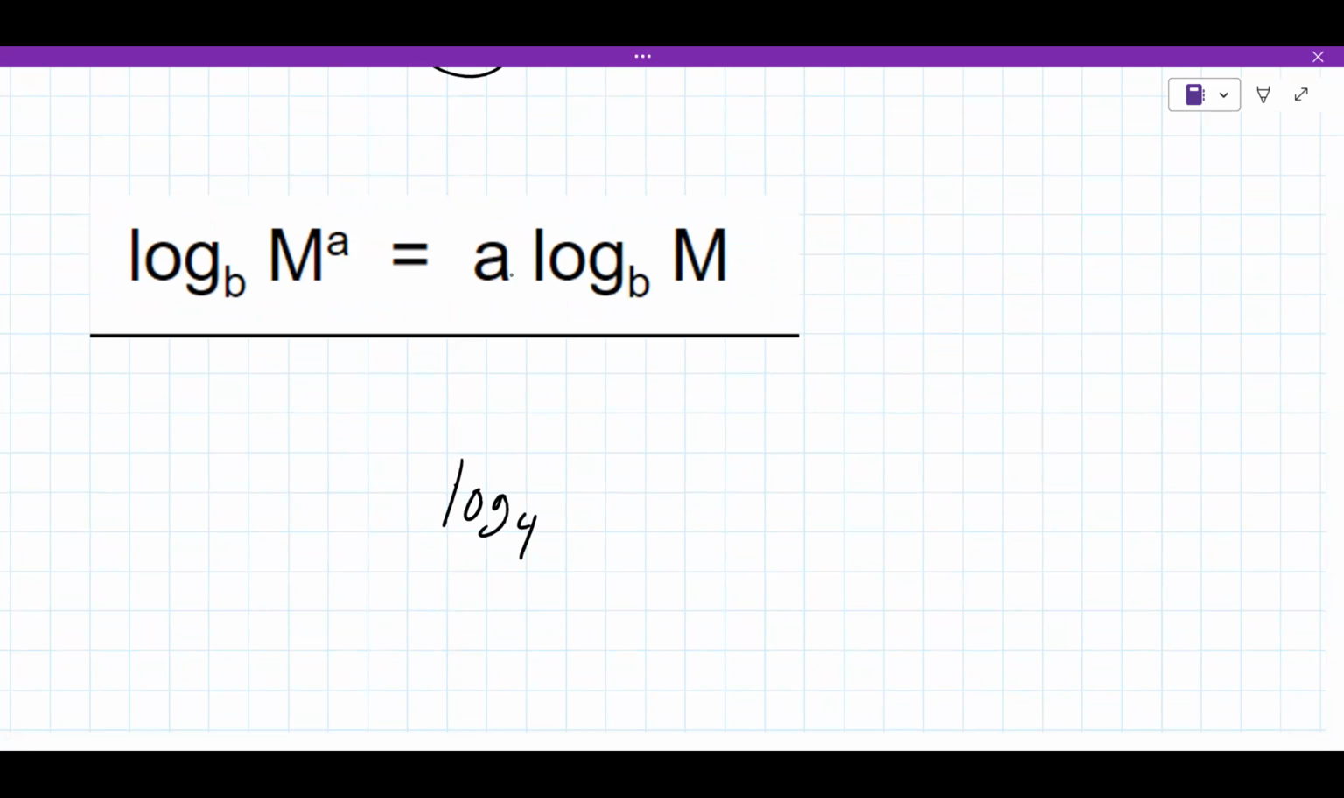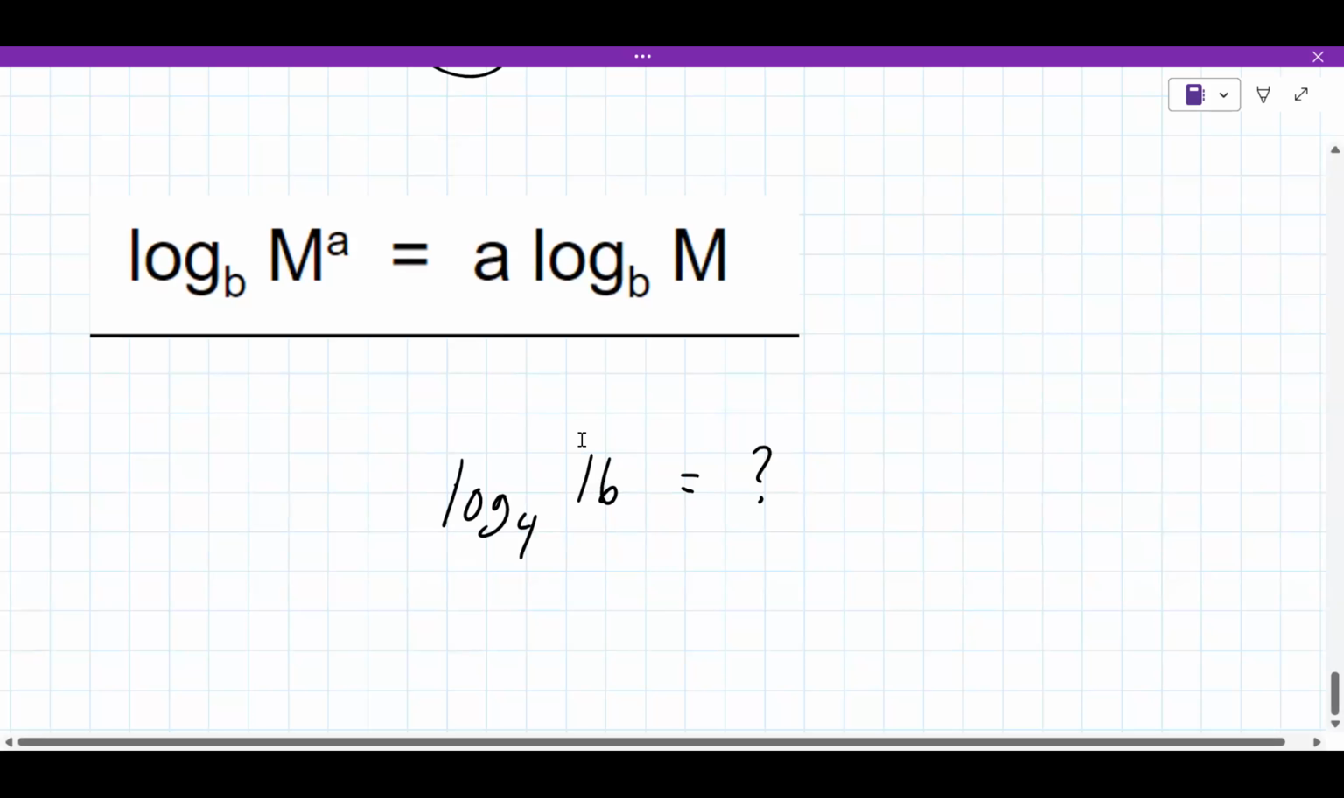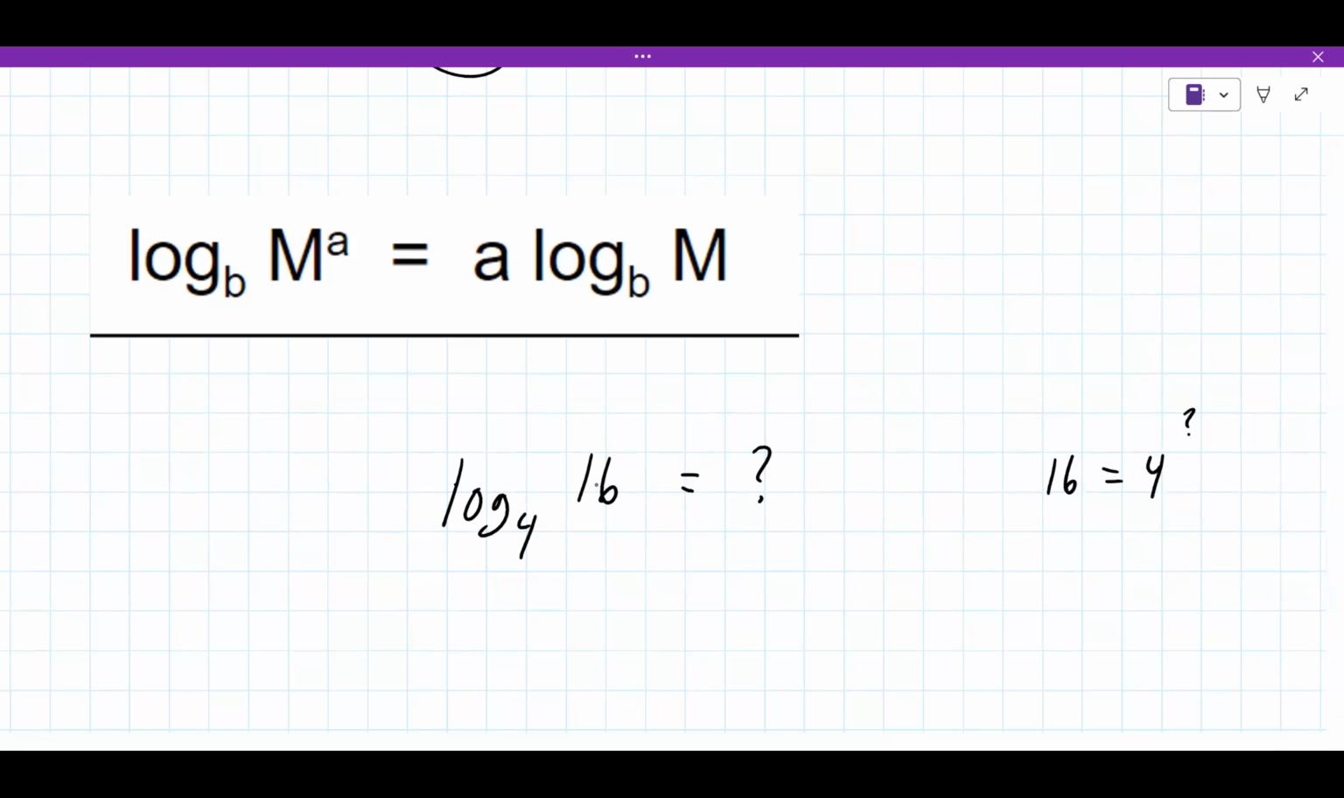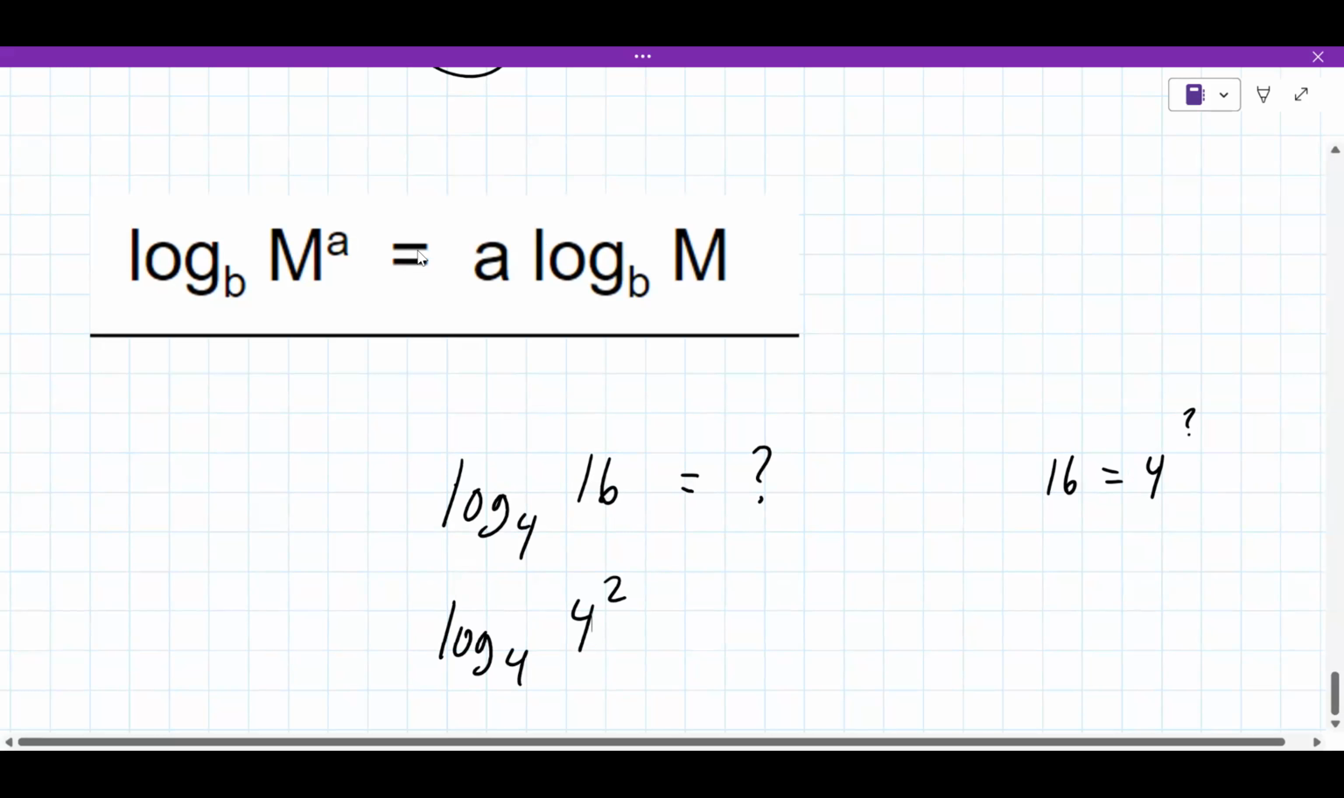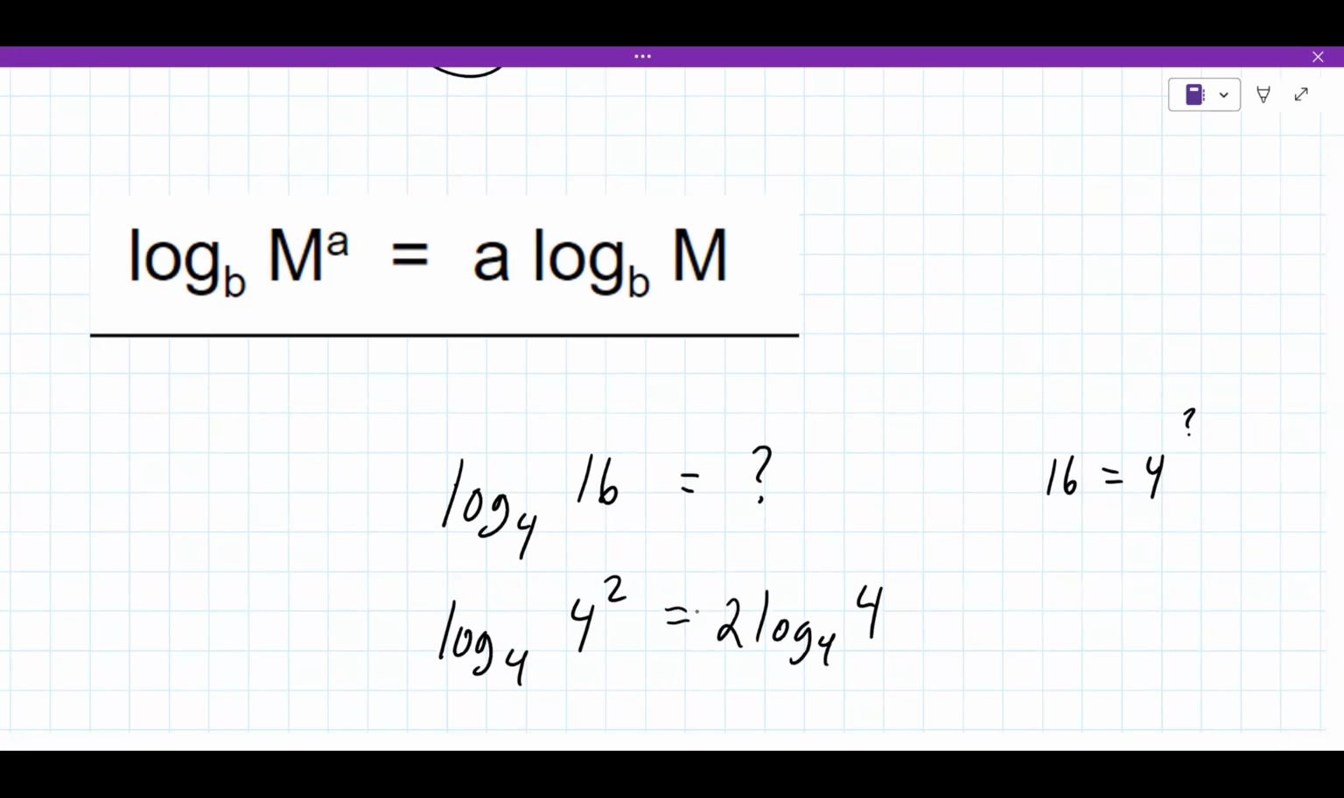What's log base 4 of 16? What does this equal? To do a problem like this, you have to rewrite 16 as 4 to some power. 4 to the 2nd. So this becomes log base 4 of 4 squared. Can you use the law at the top here and tell me what the result is? Log base 4 of 4 squared equals 2 log base 4.